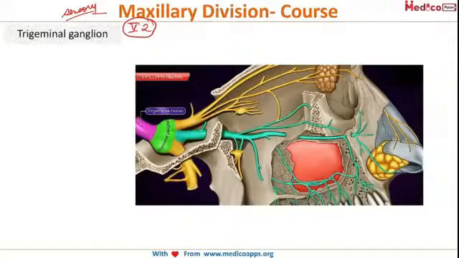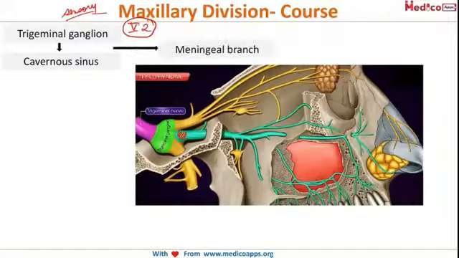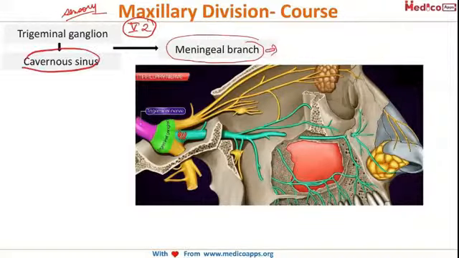Now, from the trigeminal ganglion, the maxillary division exits. Okay, so this is the maxillary division, and then it passes along through the lateral wall of the cavernous sinus, and from there it gives a meningeal branch. Before it exits the cranial cavity, it gives out a meningeal branch, which is a sensory branch to the meninges. It gives a sensory branch to the dura mater, and after it passes through the cavernous sinus, it exits the cranial cavity through the foramen rotundum.